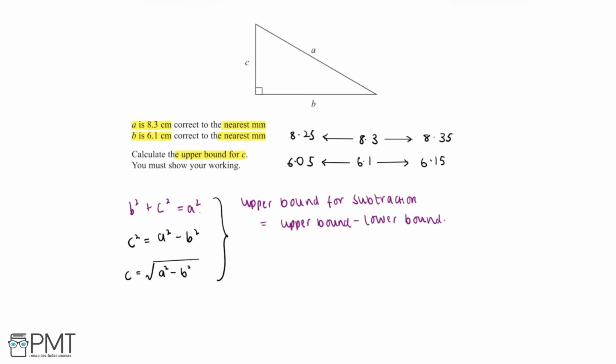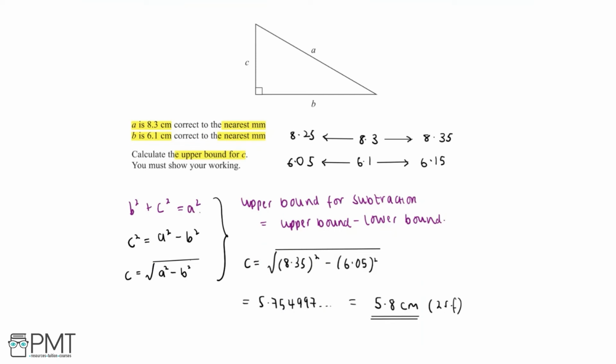And so using the fact that the upper bound for C would be equal to the upper bound of A, take away the lower bound of B, we can say that C is equal to root. So A squared, we'll use the upper bound, so 8.35 squared, take away the lower bound for B, which is 6.05 squared. And so when we plug this into our calculator, we'll find that C is equal to 5.754997... And rounding our answer correct to 2 significant figures, we can say that C is equal to 5.8 centimeters.